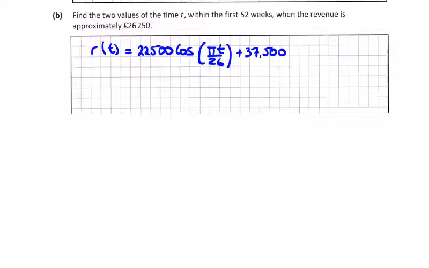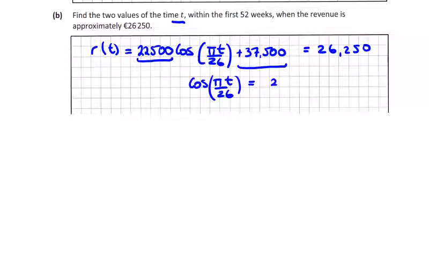Part B, we're asked to find two values of time T within the first 52 weeks when the revenue is approximately 26,250. So we let our function equal 26,250. We're trying to find T. So we bring across the 37,500 and divide by 22,500. We'll get cos pi T over 26 is equal to 26,250 minus 37,500 divided by 22,500.